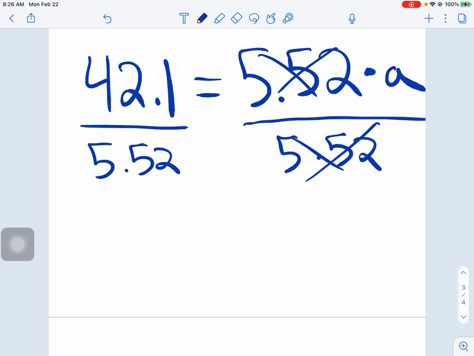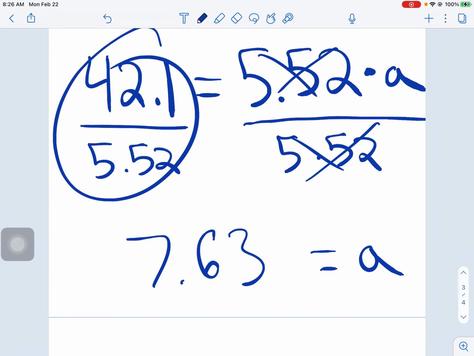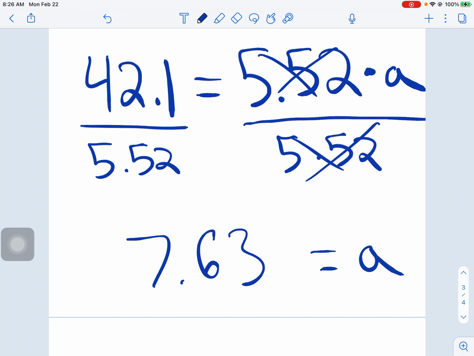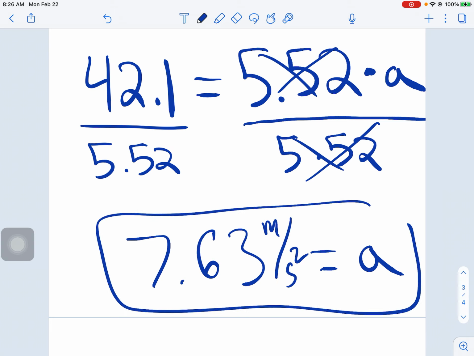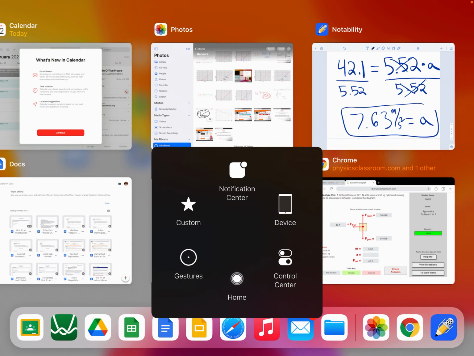42.1 divided by 5.52, 7.63. So I just did a little rounding on my calculator. I use my calculator to do this, y'all. I didn't just do that in my head. In physics, don't forget your units. This is an acceleration, meters per second squared. 7.63. Let's type it in. Let's see if it works.